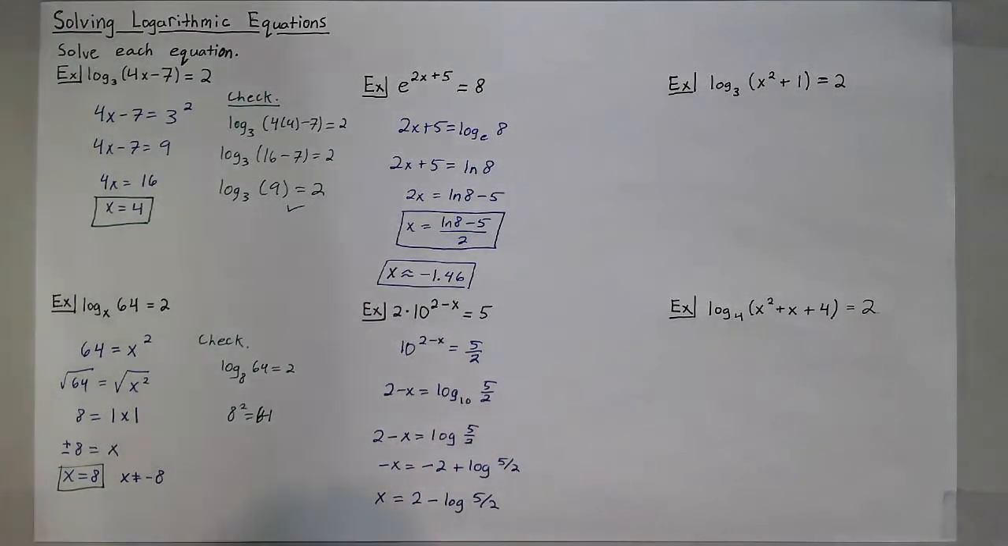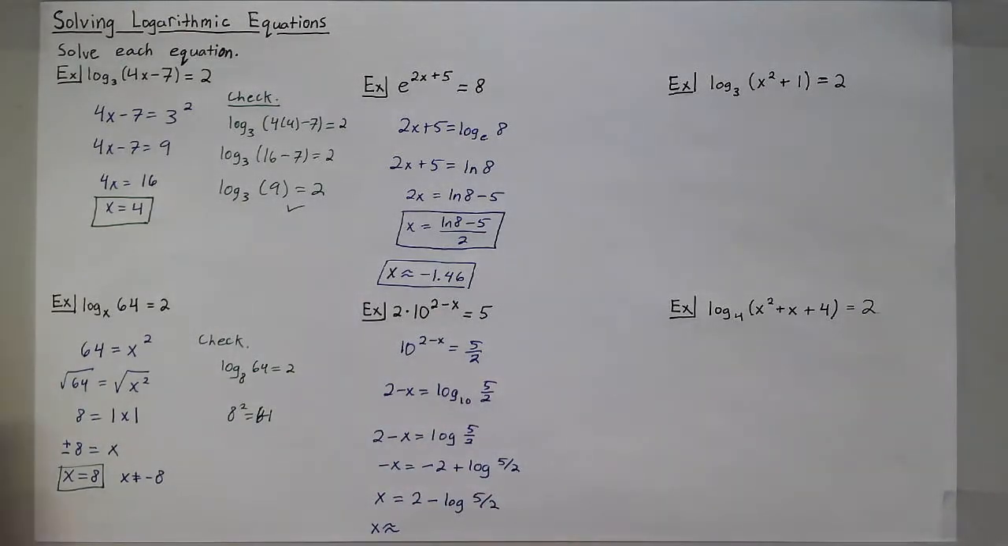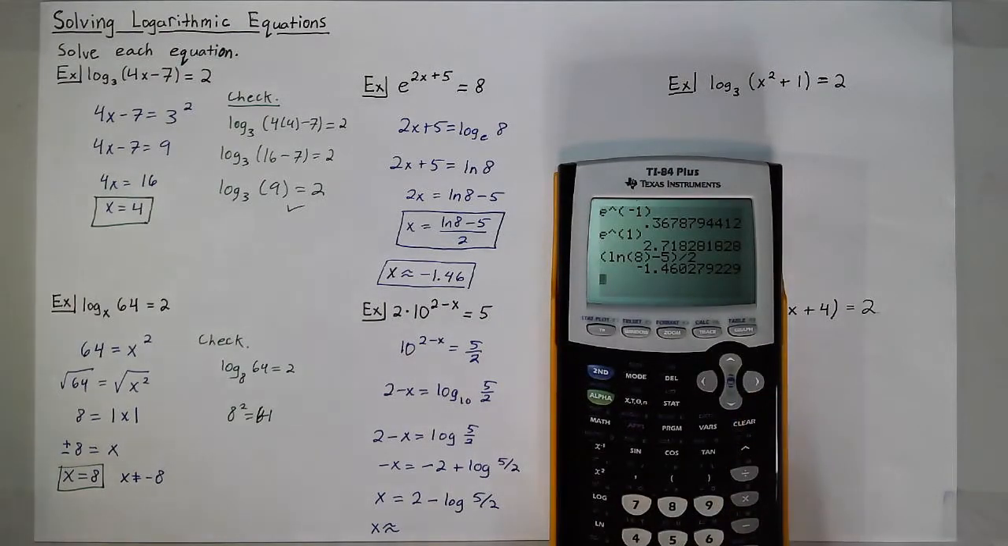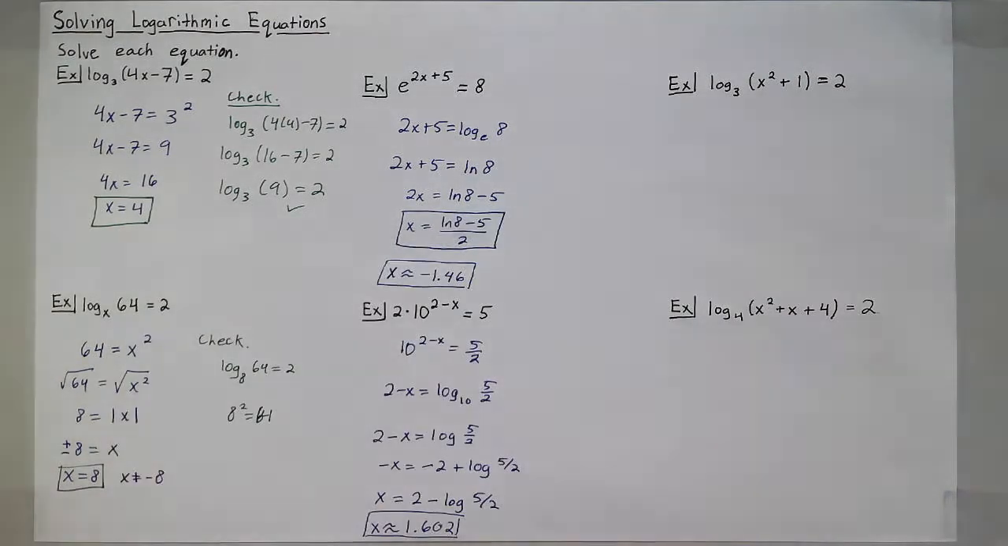Now I can plug this into my calculator to get an approximate solution, so I'm going to do so. I'll have 2 minus log, the common log, of 5 halves, which is 1.6. So I have my approximate solution versus my exact solution.